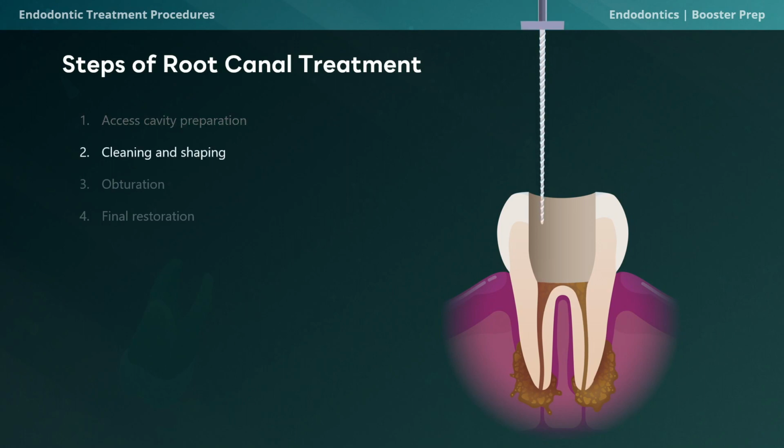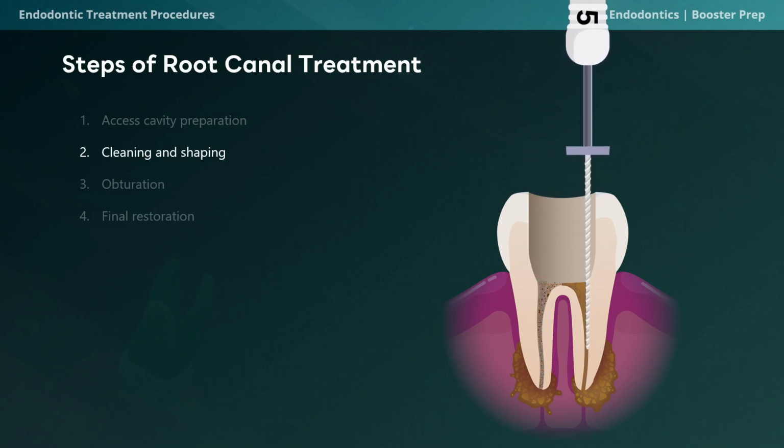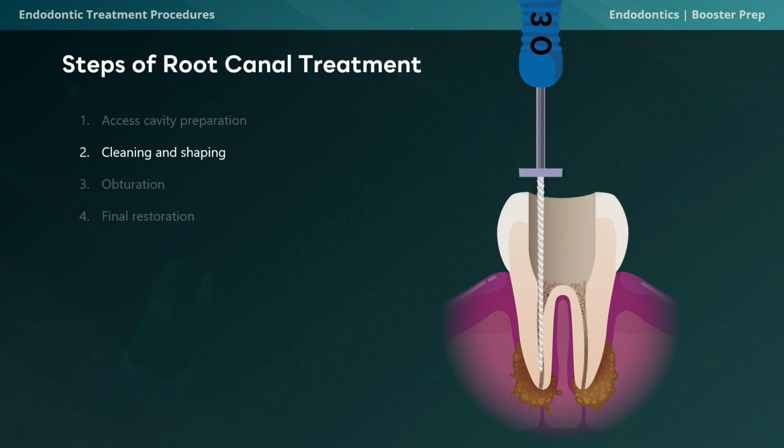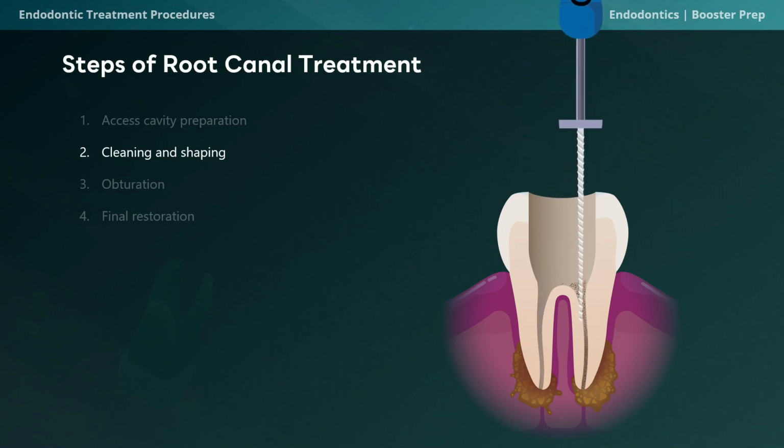The next step is cleaning and shaping. Cleaning and shaping allows not only for the removal of infected soft and hard tissue, but it also introduces our endodontic irrigants into the canal space. Finally, it helps create space for the delivery of any medicaments we decide to use between appointments, and it helps create space for obturation materials that we will use in the next step, which is appropriately named obturation.